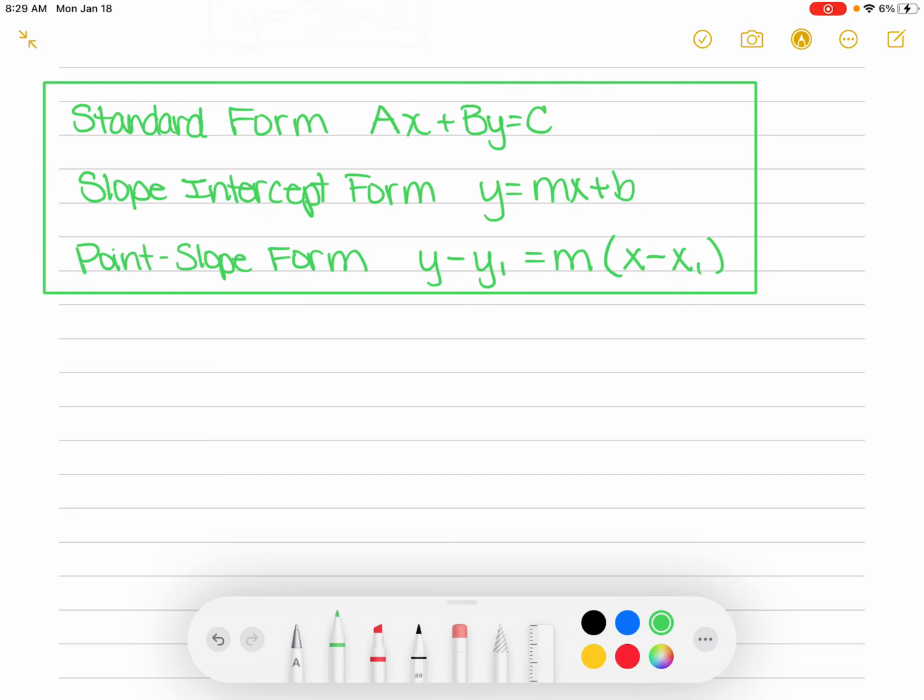Okay, and we're going to talk about that point slope one more. So let's write it down right here again. I know that's writing it a lot, but you need to have it memorized.